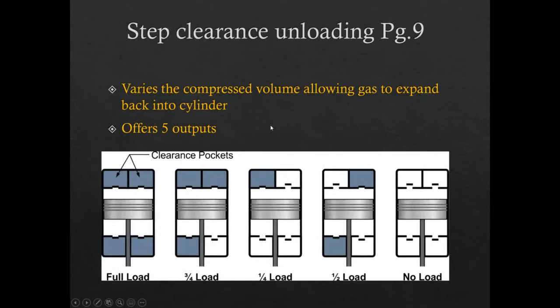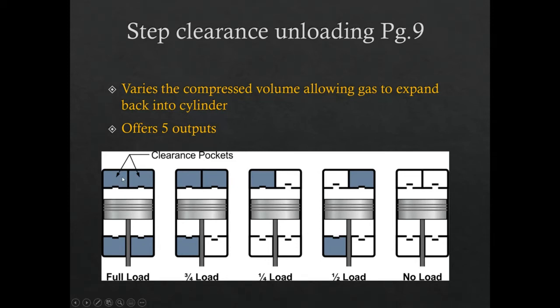The next one is called step clearance unloading, which we mentioned earlier. Its basic method of operation is that it varies the compressed volume, allowing the gas to expand back into the cylinder. We have these little things called clearance pockets, hiding behind the valves here, and they're auxiliary chambers on top of the compressed area of the piston. Normally we'd have the compressed area of the piston in this white area, which would create a certain pressure at that stroke. If I suddenly opened up this valve, some of that pressure would go into here. Obviously, the volume gets larger, so the pressure is going to drop.